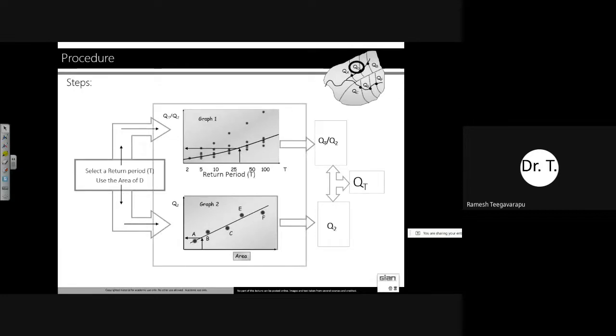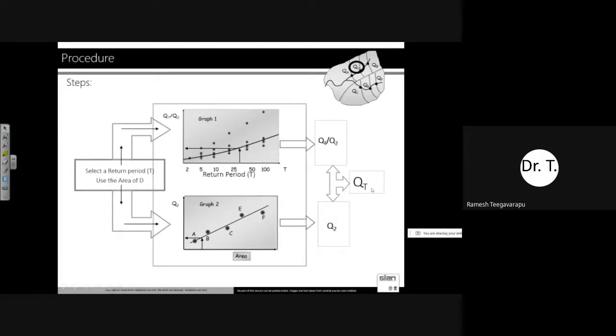So now the final way of finding the peak value for a given return period for QD is basically you select the return period. Let's say you select 30 years. You select that, and then you get the QT over Q2 ratio. So you get that value. And then we know the area of D, we get the Q2. So we got this and we got this. We multiply these two, we get the QT.